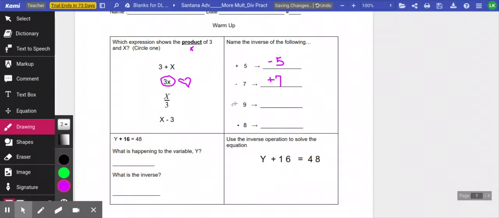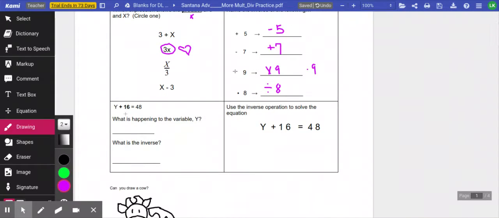What is the inverse of divide by 9? Times 9. You can also write it like this. And lastly, what's the inverse of times 8? Divided by 8. All right, let's move on.